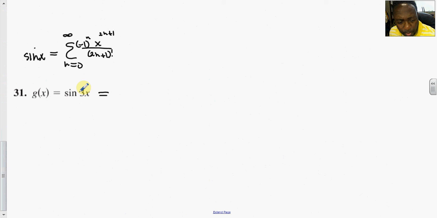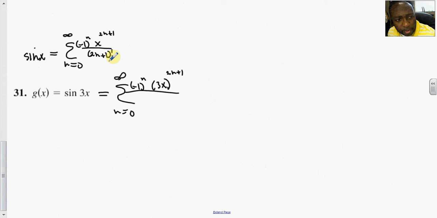This is the summation as n goes from 0 to infinity of negative 1 to the n, here this is 3x to the 2n plus 1, and that's all over 2n plus 1 factorial. I think that'll do it. Thank you.